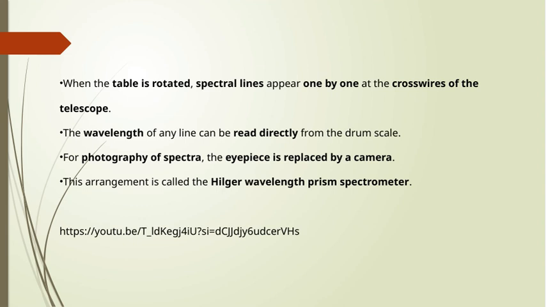This entire arrangement is known as the Hilger wavelength prism spectrometer. It's a fundamental tool in spectroscopy, helping us analyze light in a very detailed and accurate way. Connecting this to our overall theme, it's all about understanding and measuring the properties of light from different sources, which is essential in fields like astronomy and physics.